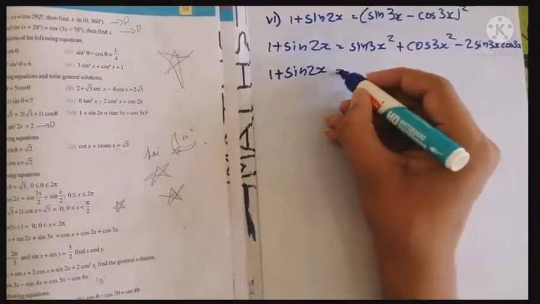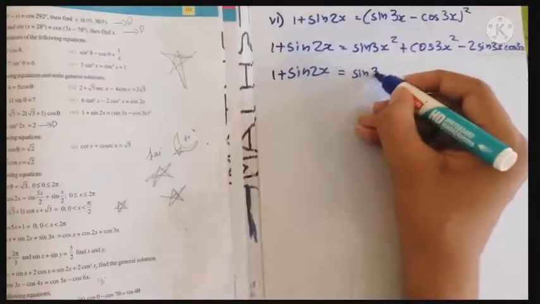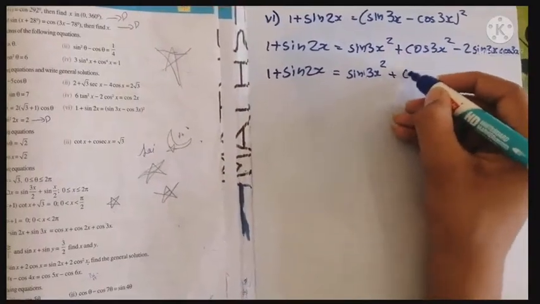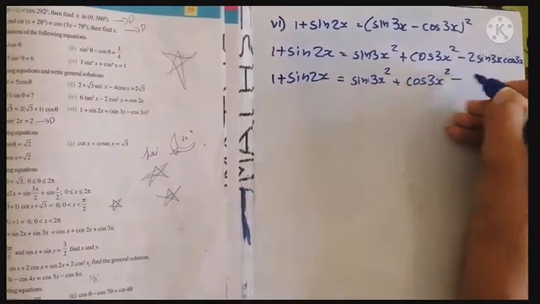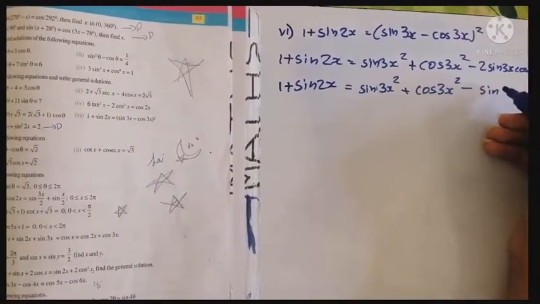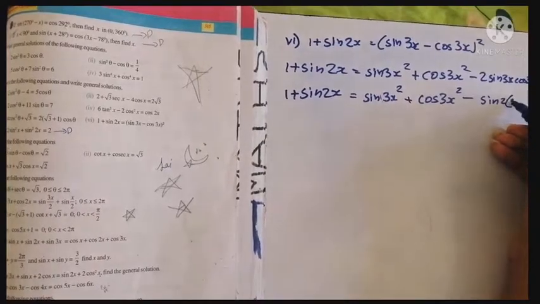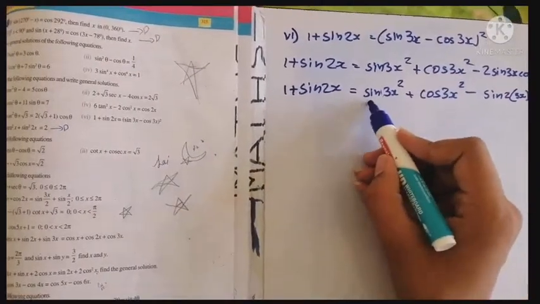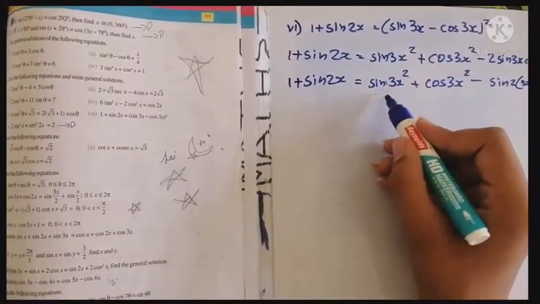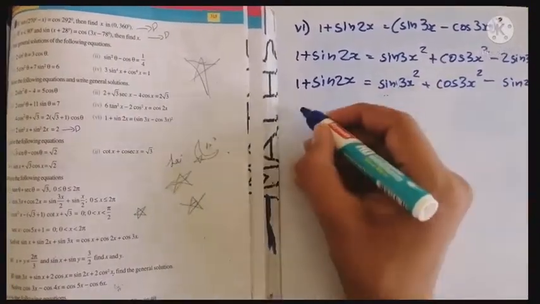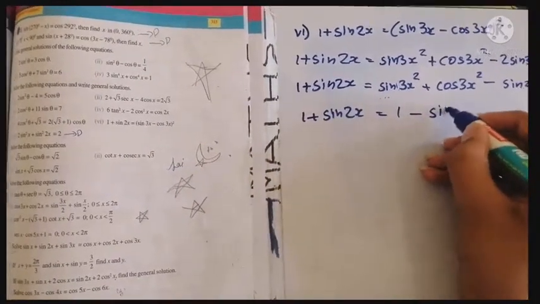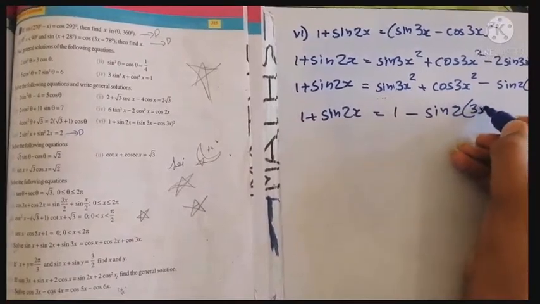So now 1 plus sin 2x equals sin 3x whole square plus cos 3x whole square minus 2 sin 3x cos 3x. So we know that sin square theta plus cos square theta equals 1. So 1 plus sin 2x equals 1 minus sin 2 of 3x.